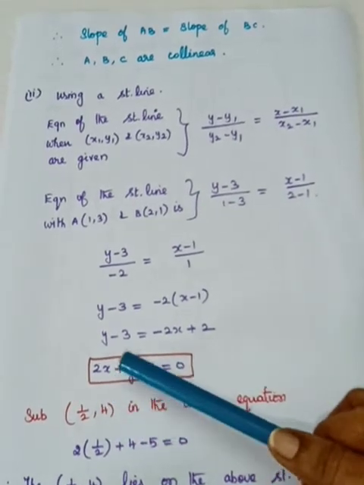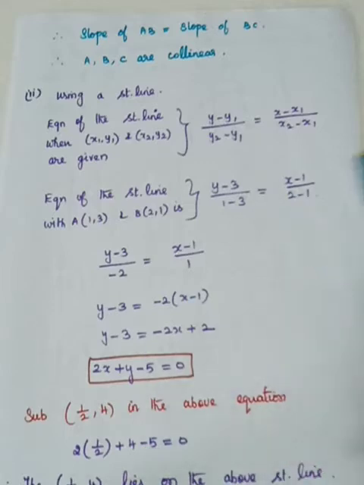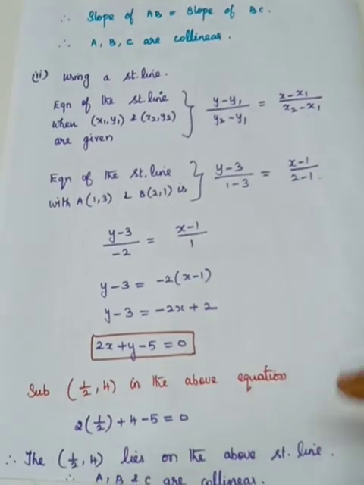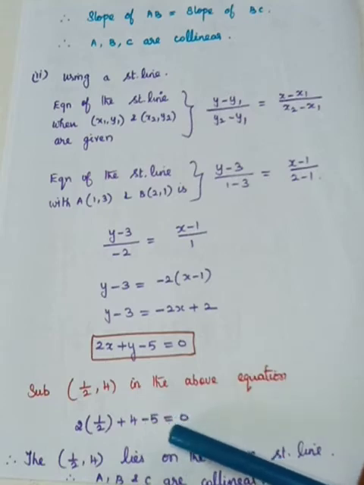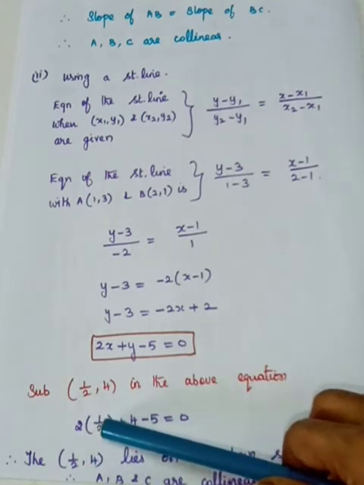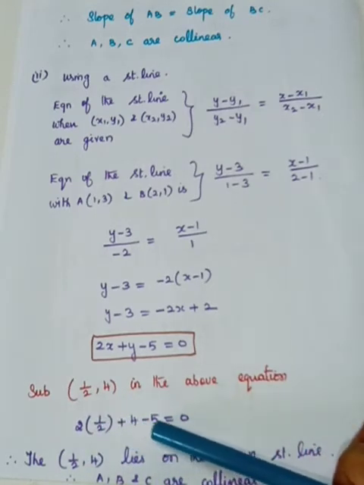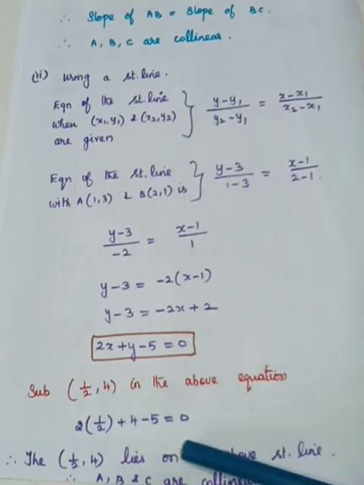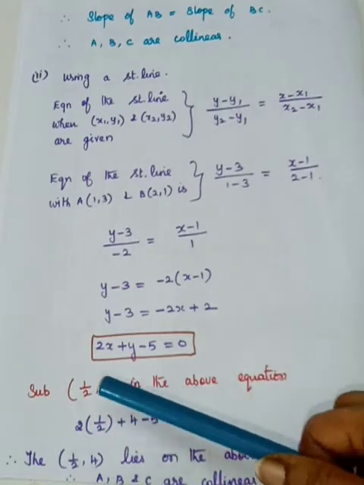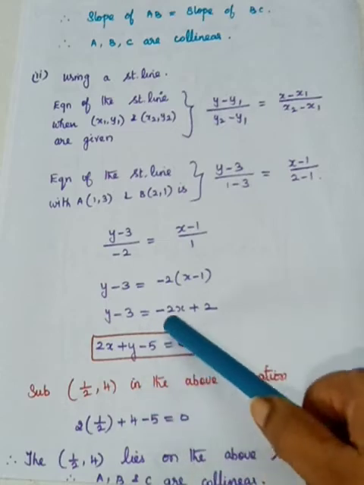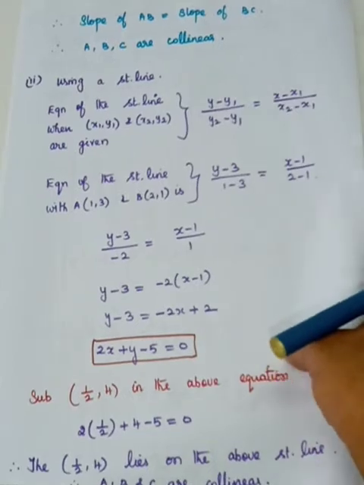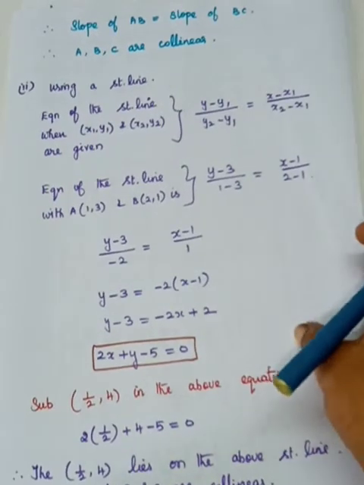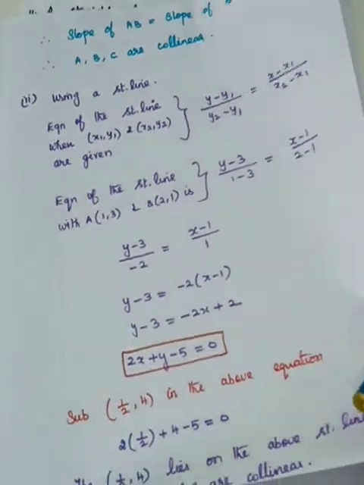This point has to be substituted in the equation of the straight line. So when you substitute, it is 2 into 1/2 plus 4 minus 5. You see that the 2 gets cancelled, 1 plus 4 is 5, 5 minus 5 is 0. So the equation is satisfied. So the third point satisfies the above equation, meaning the third point also lies on the same line. Therefore all the 3 points lie on the same line, so therefore they are collinear.